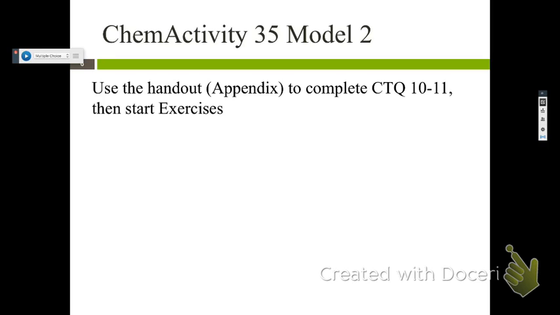Alright, if you guys are not done with critical thinking question 10, please get moving. You should be almost done with question 11 by now, so keep working. We have less than 20 minutes, and we have a lot more exercises to do to make sure we're doing this.